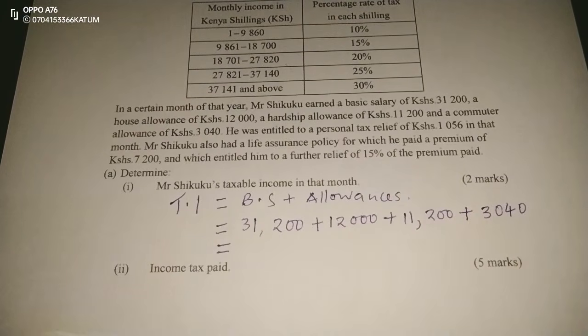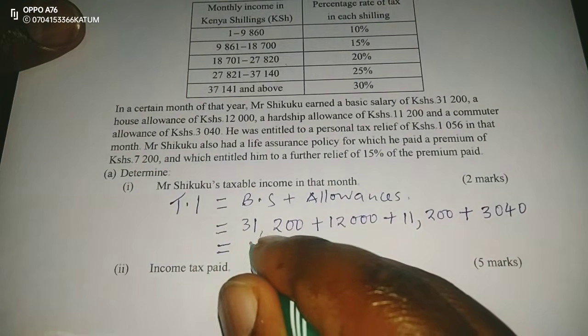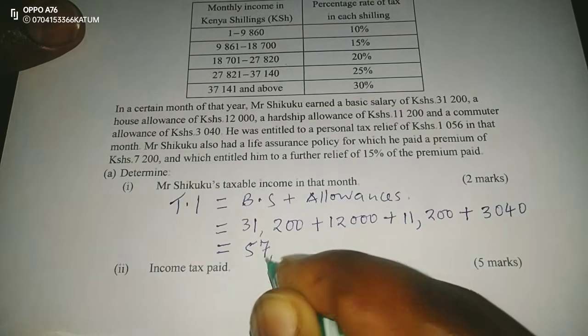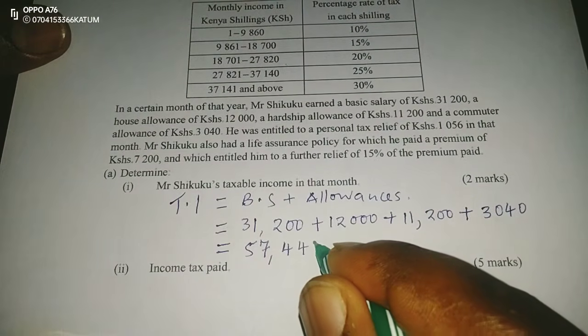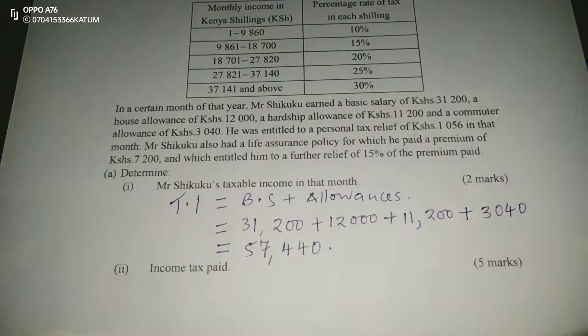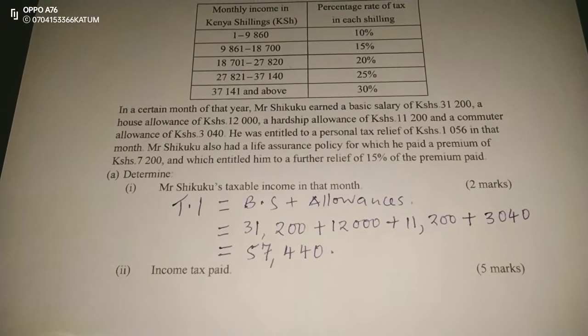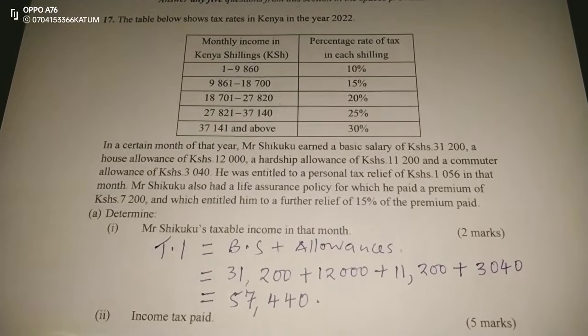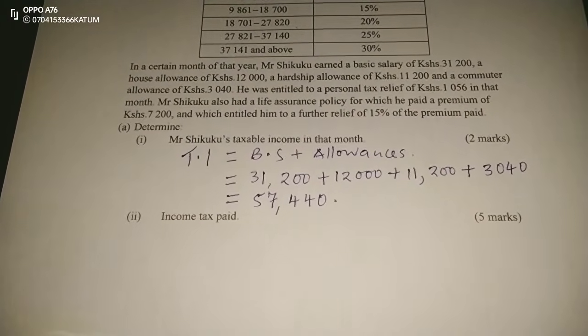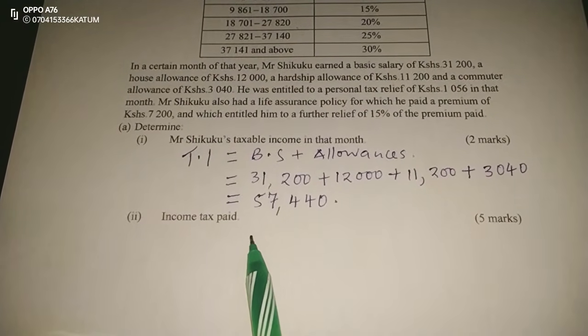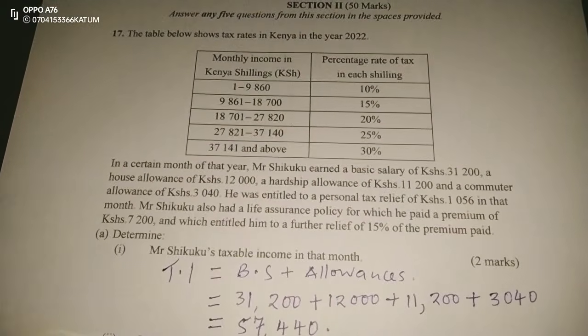31,200 plus 12,000 plus 11,200 plus 3,040. This is going to give us 57,440. So this is the taxable income in Kenya shillings for Mr. Shikuku. The next part, we are calculating income tax paid. Therefore, we're going to tax this amount.